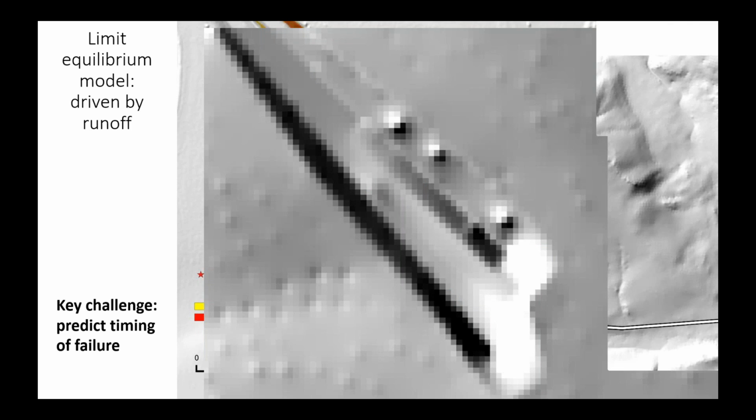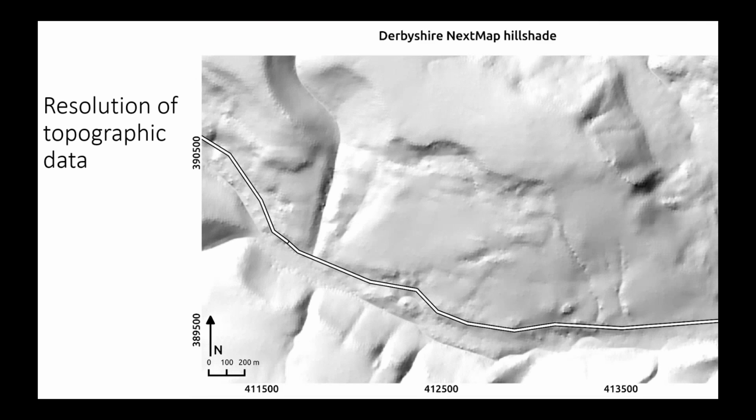So I'll show you the next site. This is in Derbyshire. It's a site along the A57, and it suffered a failure a few years ago. That was investigated by British Geological Survey. So we went here to try and also understand if topographically there was anything interesting going on.